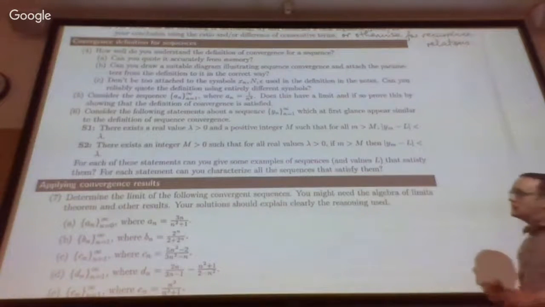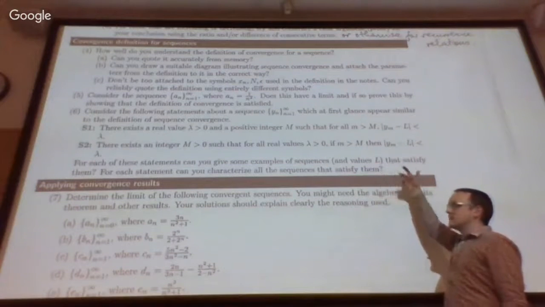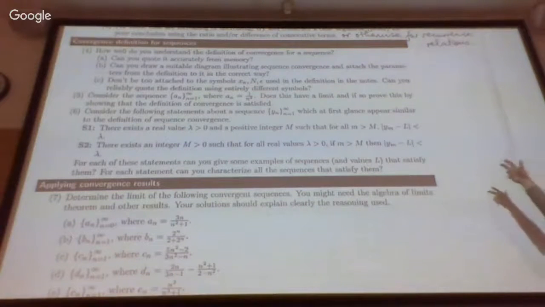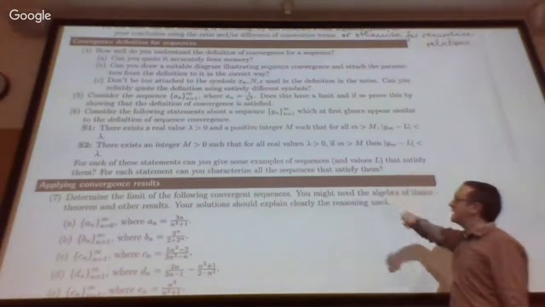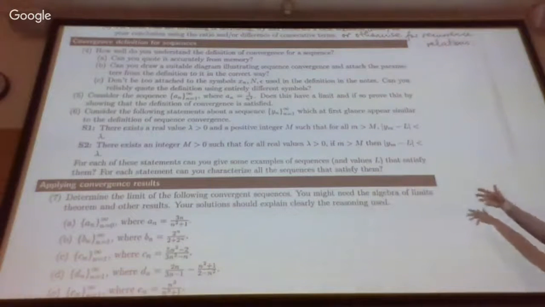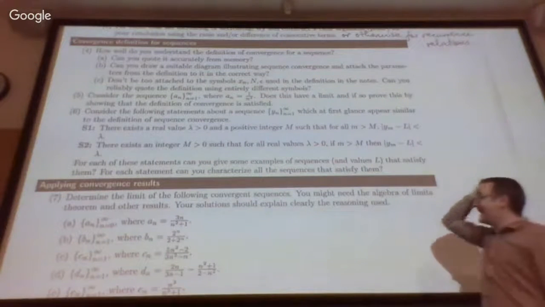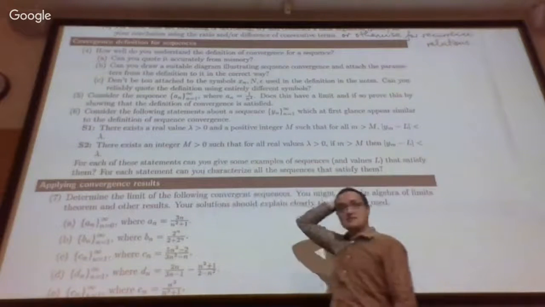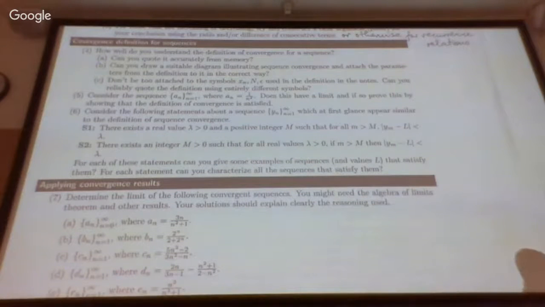So the task here is, first of all, to recognize that these aren't the formal definition of convergence. They mix some things up a little bit. But take them on their own terms and see if you can give some examples of certain sequences and certain values that do satisfy those statements. Can you characterize what those are? Maybe those are definitions of something. Maybe you can characterize that the sequences that satisfy S1 all have this property, and explain it in everyday English or everyday technical English.